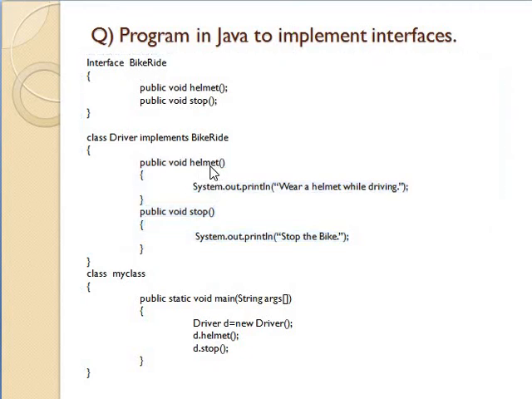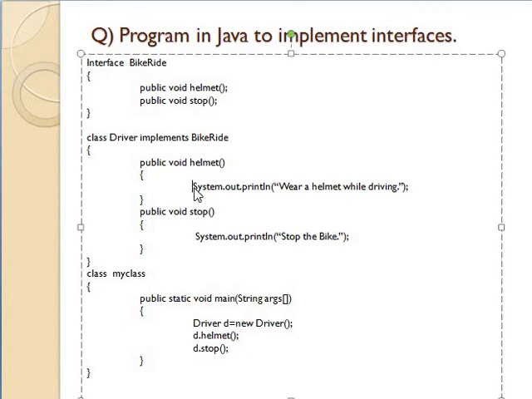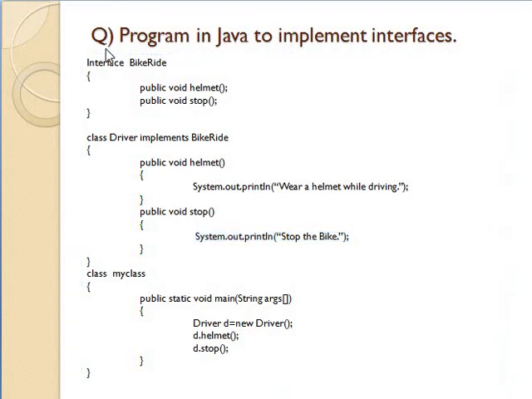Now these methods helmet and stop have one Java statement inside their body part. So just keep in mind that the methods declared inside an interface should not contain the body part, and that's why they end with a semicolon. But the methods declared inside the class which implements the interface should contain the body parts.